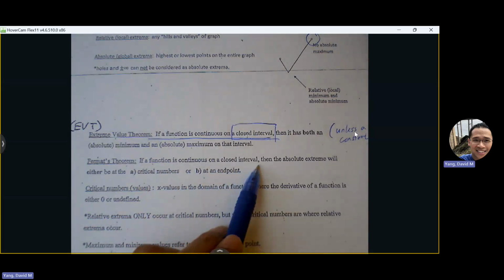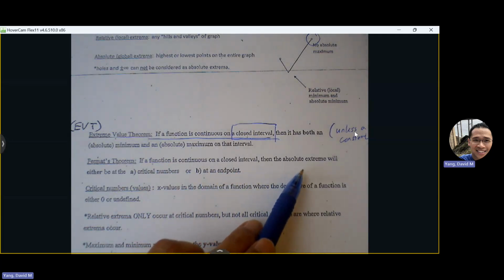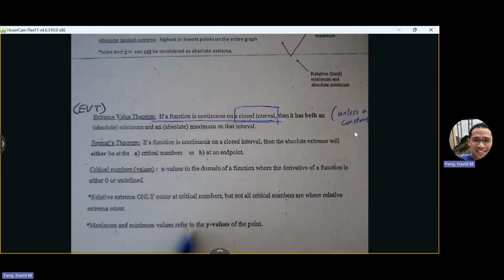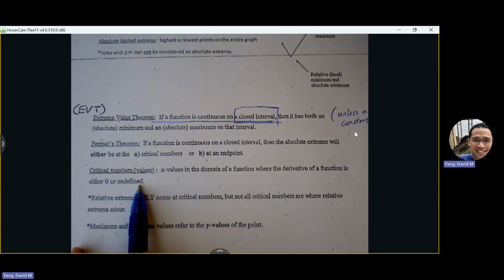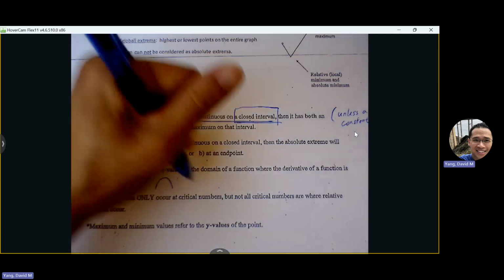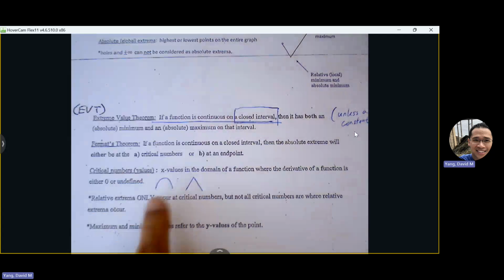If a function is continuous on a closed interval, then the absolute maximum will either be at a critical point or at an endpoint. I'm going to highlight those ideas at the bottom of the page. So critical numbers are values in the domain where the derivative of a function is either 0 or undefined. So 0 slope could look like this, but undefined could also look like this as well.